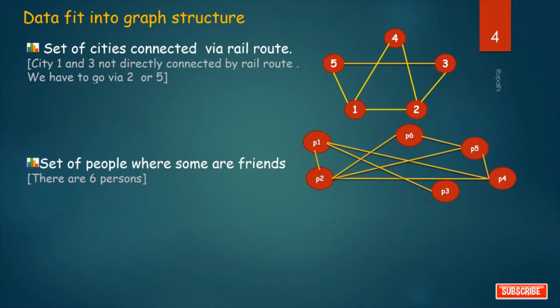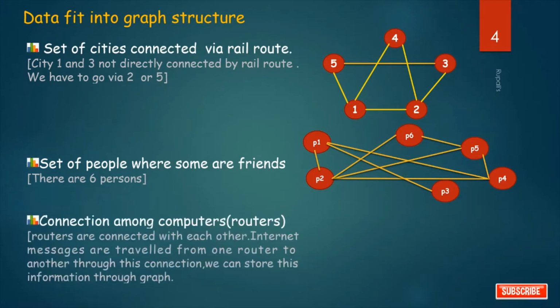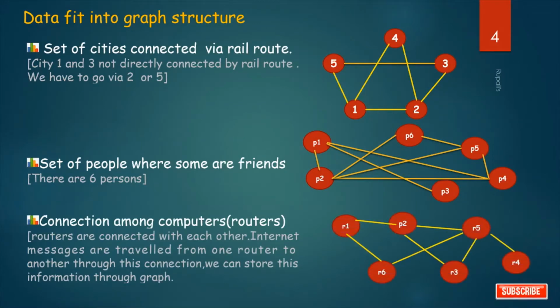Take another example. Connection among computers, that is routers. Routers are connected with each other. Internet messages travel from one router to another through this connection. We can store this information through a graph.